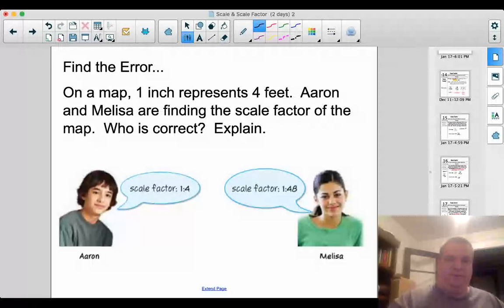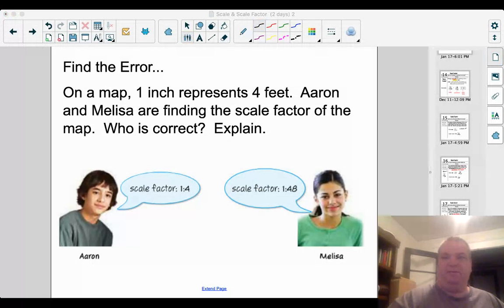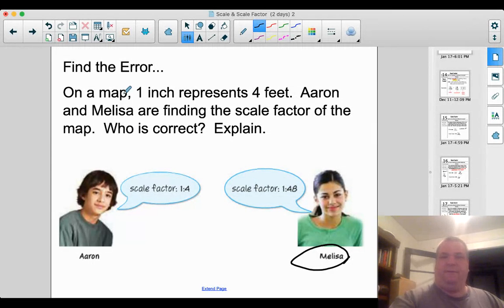All right, so let's have a quick vote. Looking at this one, who do you think is right? Vote, and we'll see if you're right. All right, so hopefully you voted for Melissa. Melissa was right on this one. If it's 1 inch to 4 feet, well, we got inches and feet. We can't say that's a 1 to 4, right? 4 feet is not 4 times bigger than 1 inch. It's more than that because feet are bigger than inches. We got to make this inches, which is 48 inches, and then it's 1 to 48.